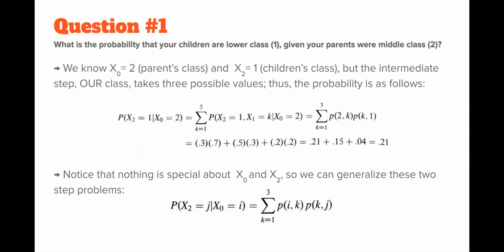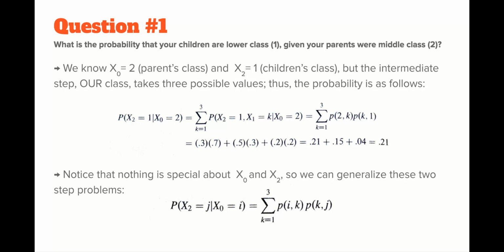So we know that our parents' class, x0, is equal to 2, and that our children's class, x2, is equal to 1. But the intermediate step, which is our social class, can take three possible values, 1, 2, and 3. So the probability that x2 is equal to 1, given that x0 is equal to 2, is the probability that x2 is 1 and x1 is some value k, given that x0 is 2. So what we do is we sum over all the possible values of k.